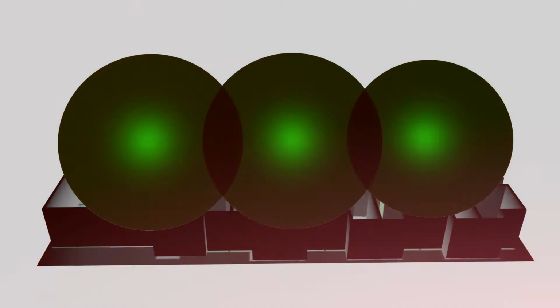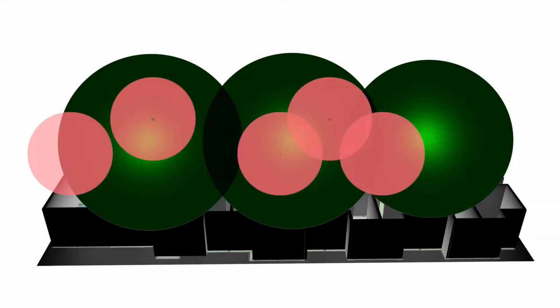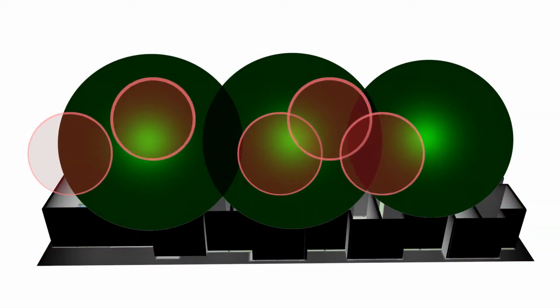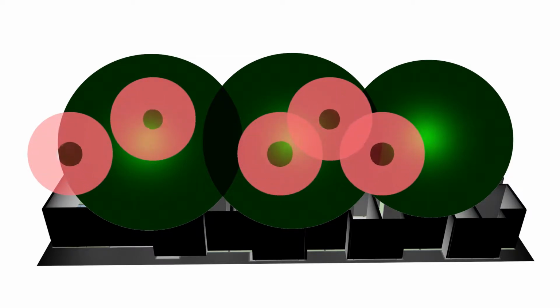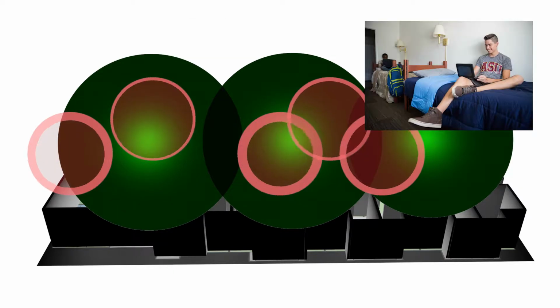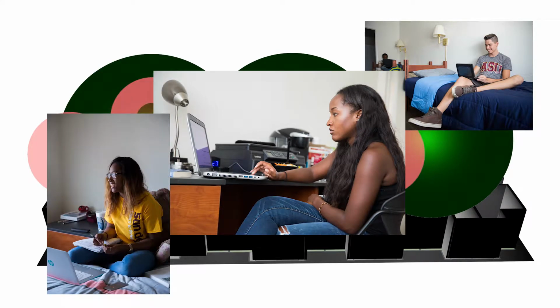When we add wireless devices that generate their own network signals, they can get in the way of the ASU network. This makes it difficult for fellow students to access the wireless internet to complete homework, do research, check email, or utilize the network in accepted ways.